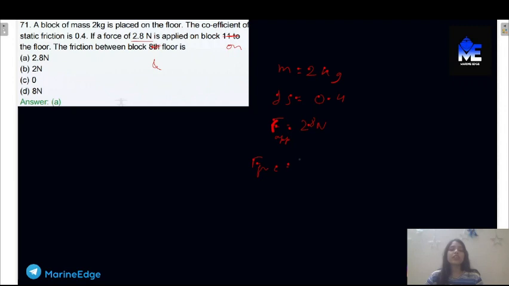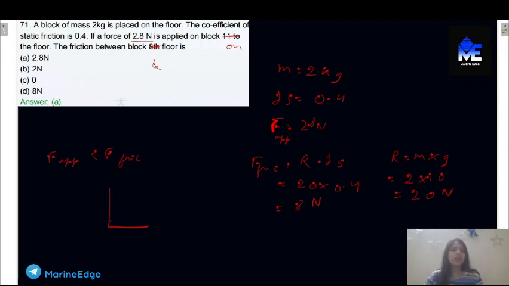So how do we calculate it? The force of friction is the product of the reaction force and the coefficient of friction. Now what is the reaction force? Reaction force is the mass of the object times gravity, correct? So 2, and let's take g here as 10. So the reaction force will be 20 newtons. So the friction force is 20 into 0.4. That gives us how much? 8 newtons.